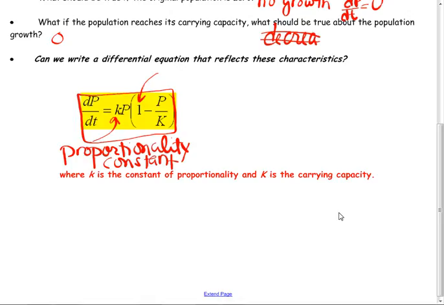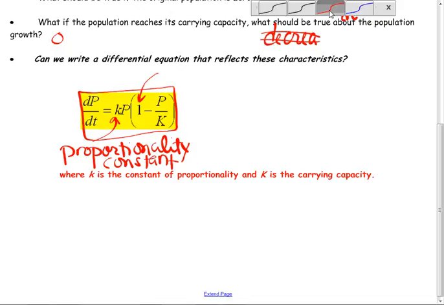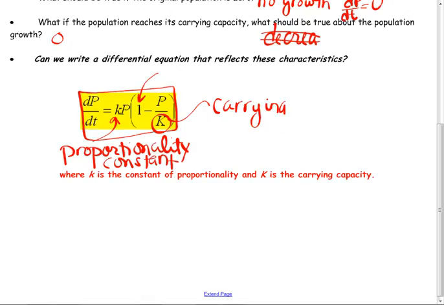So little k is the proportionality constant. Big K is the carrying capacity. The problem is, I'm going to bring in some more problems tomorrow. I don't have them ready today. That will give you more practice with this. There's lots of them on the multiple choice parts of the test, so you'll find one, I shouldn't say lots, you'll find like one per year.